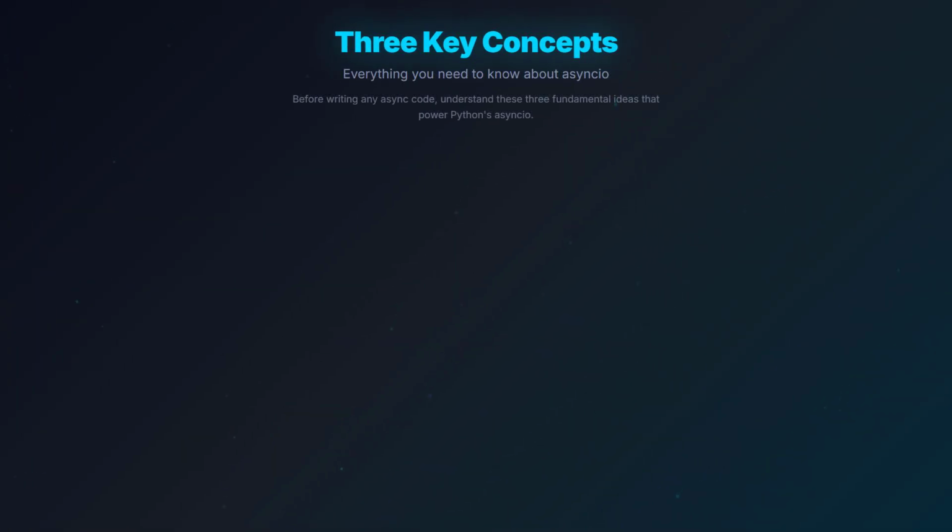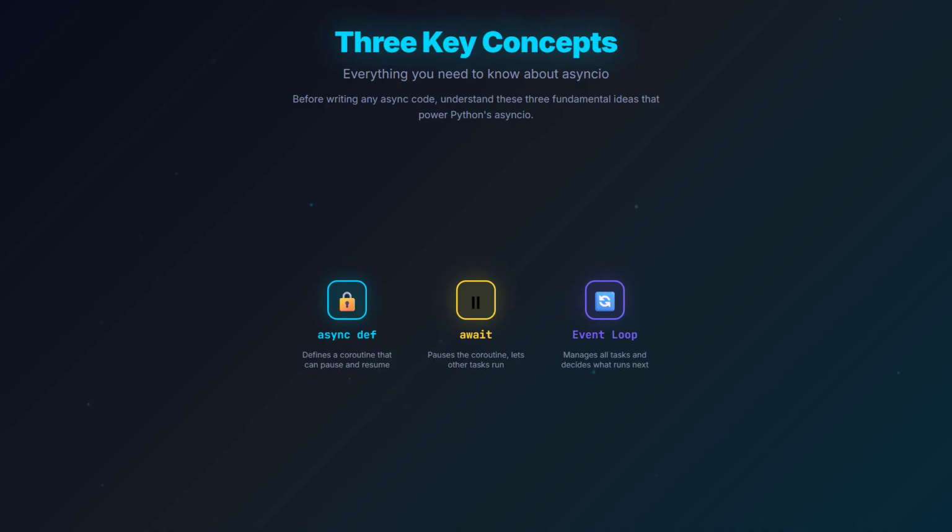Before writing any async code, you need to understand 3 fundamental concepts. First, async def. This keyword tells Python that this function can pause and resume. It's called a coroutine. Second, await. This is how you pause a coroutine to wait for something, like a network request, without blocking the entire program. Other tasks can run while you're waiting.